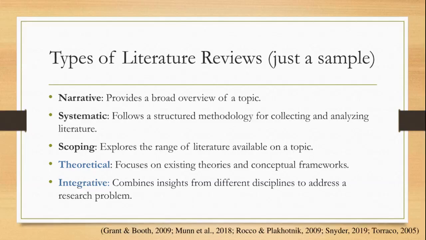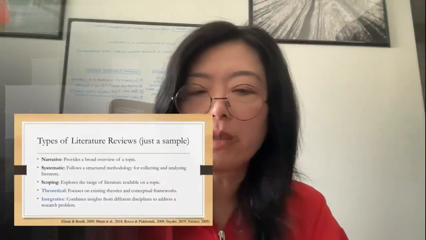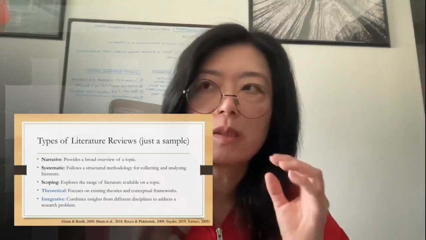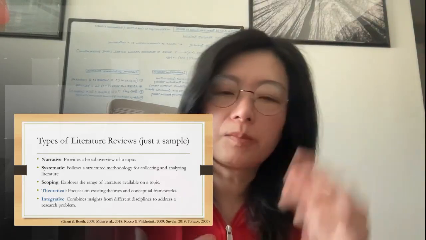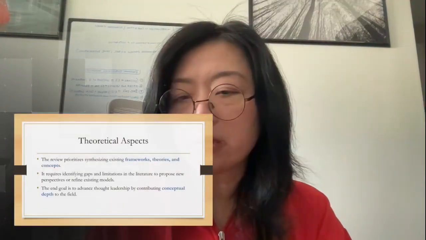Theoretical focuses on existing theories and conceptual frameworks. Integrative, it combines insights from different disciplines to address a research problem. And theoretical and integrative are in blue because those are going to be the type of lit reviews that we're going to be writing in this particular class. All right. So let's delve a little deeper into that.